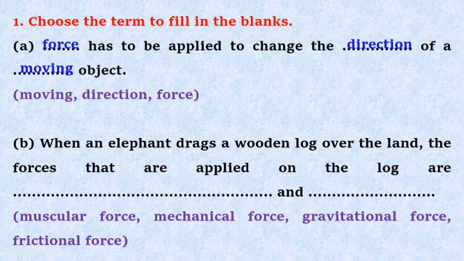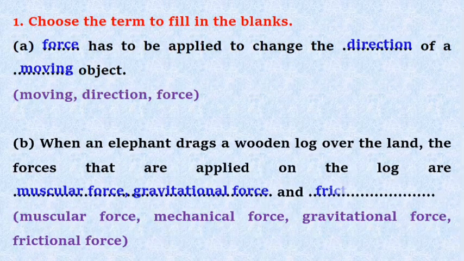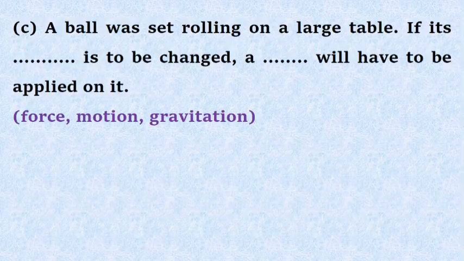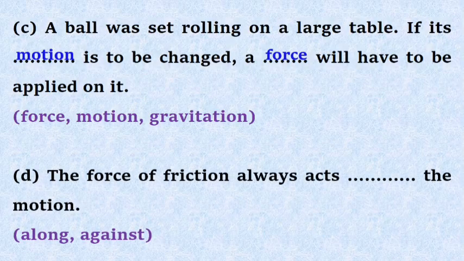B. When an elephant drags a wooden log over the land, the forces that are applied on the log are muscular force, gravitational force, and frictional force. C. A ball was set rolling on a large table. If its motion is to be changed, a force will have to be applied on it. D. The force of friction always acts against the motion.